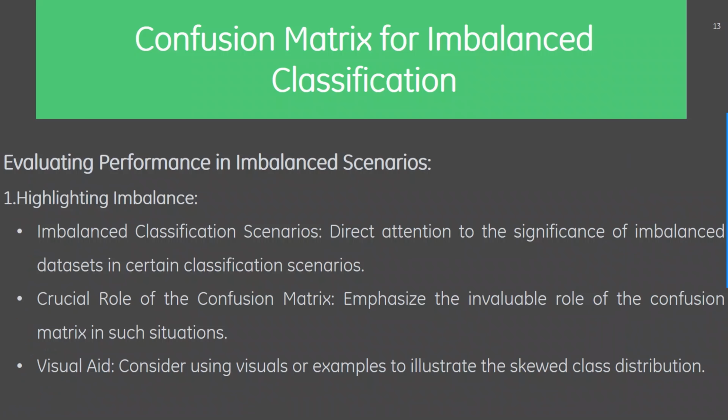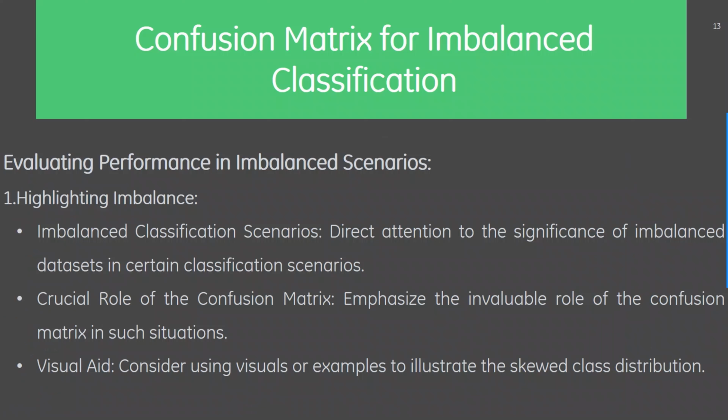So how do we evaluate performance in imbalance scenarios? Firstly, highlighting the imbalance: direct attention to the significance of imbalanced datasets in certain classification scenarios. Then we have the crucial role of the confusion matrix. Emphasize the invaluable role of the confusion matrix in such situations.